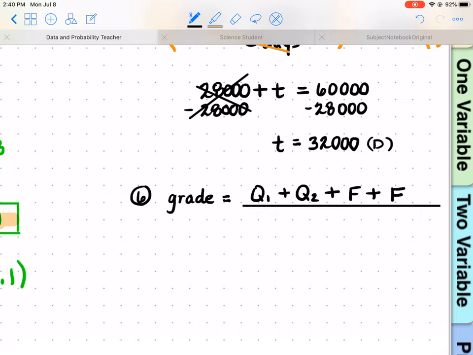So the instructor will add the grades for the 2 quizzes, twice the grade for the final, and divide by what? So this is what they're asking me. What number goes right there? Well, count them off. You have 1, 2, 3, 4. So the instructor will divide by 4, and that is C.